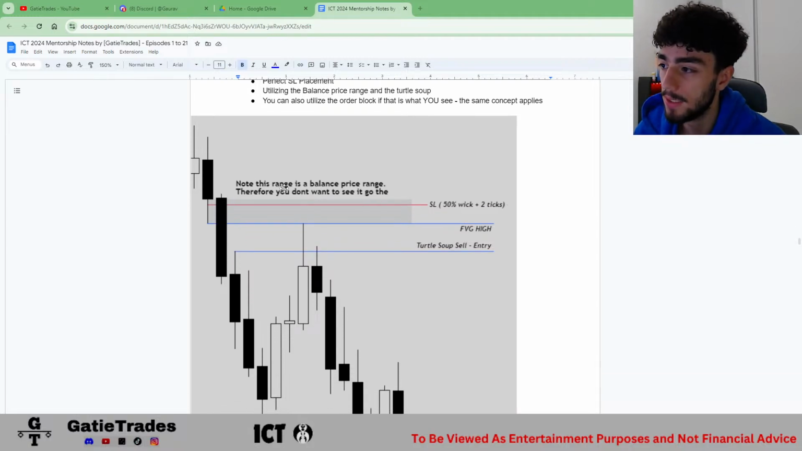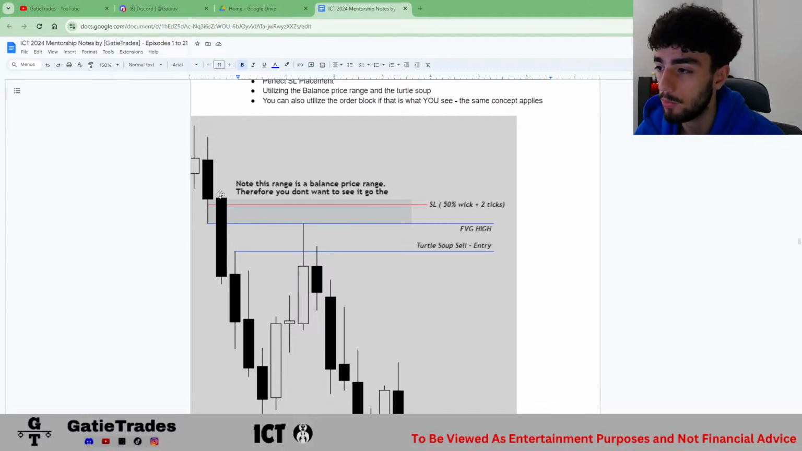Another example. This is a balanced price range. You don't want to see it go there. Look where price stops perfectly. It's not random. This price range is balanced. This is a fair value gap, right? Now people think it's rebalanced. This is the balanced price range. We have the wick and overlap. It overlaps. This section is completely delivered on both sides.